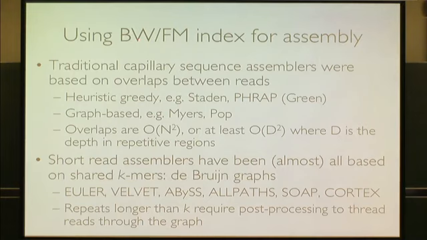So this is slightly backwards in the previous slide. Traditional capillary sequence assemblers were based on overlaps. A long time ago, the Staden and Fratt methods, the graph-based. But finding overlaps in a naive way, if you have to look for all pairs of reads and match them against each other, is an order n squared operation. Or at least it depends upon the depth if you're using some hash scheme. And short read assemblers are typically based on De Bruijn graphs. But in a De Bruijn graph, repeats longer than k, or k-mer, require post-processing.